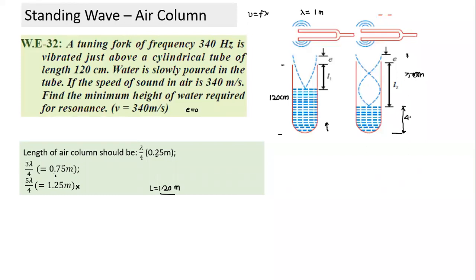When this length becomes 75 centimeter, what is the water we must have poured? We must have poured 45 centimeter of water. And as you keep pouring more and more water, the water level will keep rising. When this length becomes equal to 25 centimeter, the depth of water poured becomes 95 centimeter. Again, we'll hear one more resonance.